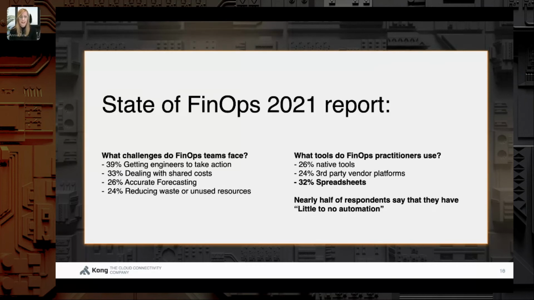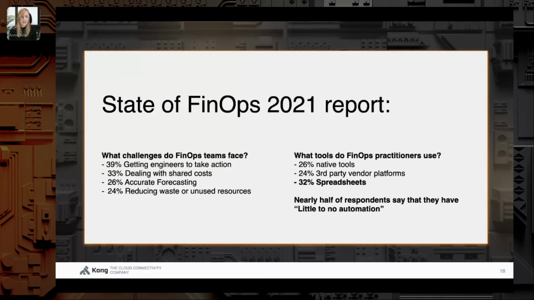39% said that getting engineers to take action is one of the main challenges that they have. And then there's dealing with shared costs, accurate forecasting, reducing waste or unused resources. And then what tools do FinOps practitioners use? They use native tools and third-party vendor platforms. And surprisingly to me, and I think a lot of people probably, 32% use spreadsheets. And nearly half of the respondents say that they have little to no automation.